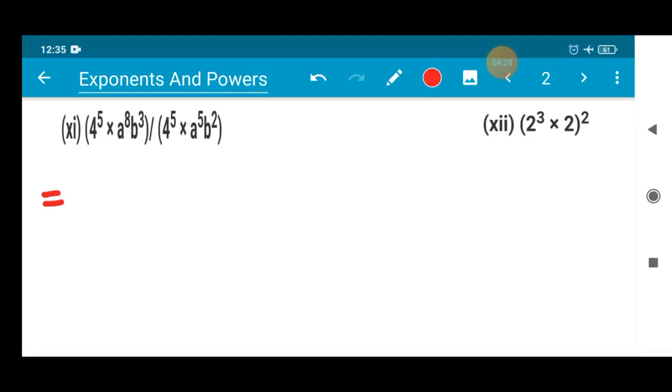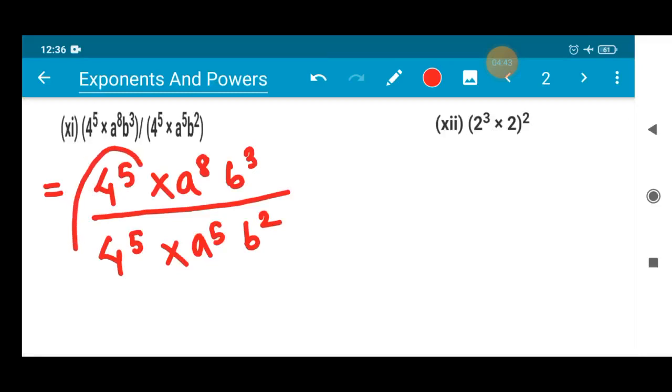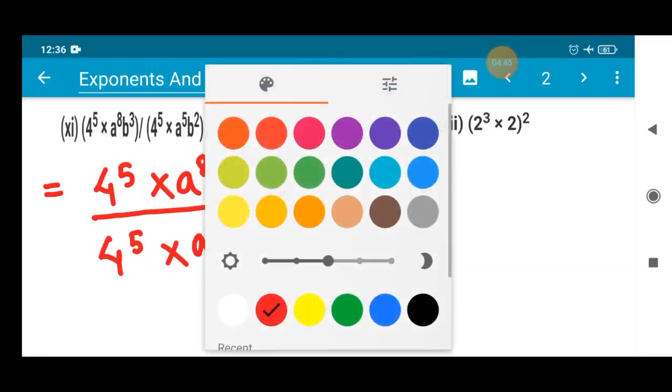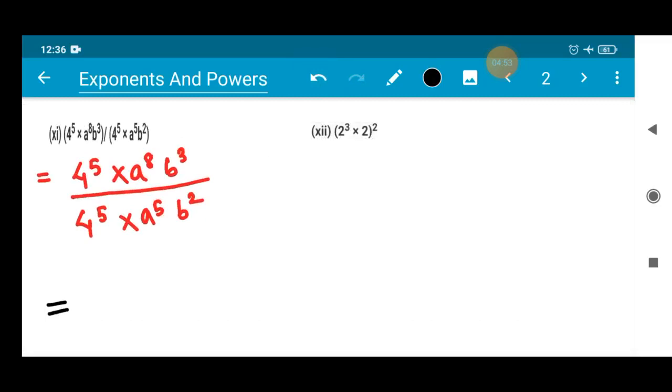Very easy, very similar to what we have done. 4 to the power 5 into a to the power 8 b to the power 3 divided by 4 to the power 5 into a to the power 5 b square. So over here we can convert this 4 into its simplest form, or you can simply solve it. Why? Because you have got the same base for both the numerical values, right? So let us write, when you have the same base and if there is a division sign in between, your exponents will be subtracted. You can cut it like this also, or you can write 4 to the power 5 minus 5, right?